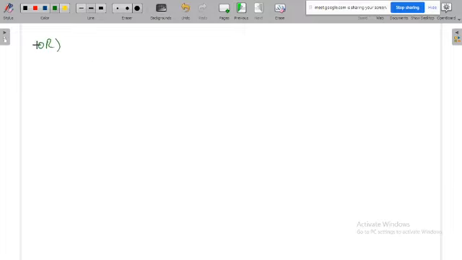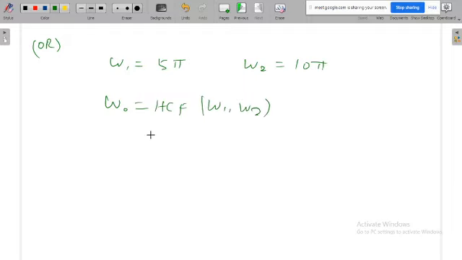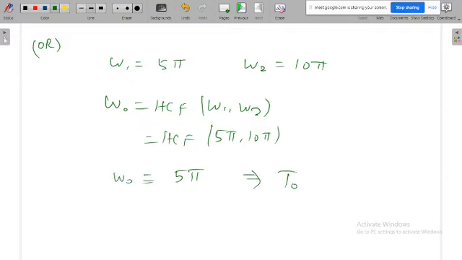Or in the other method, what is omega 1? Omega 1 is 5 pi, omega 2 is 10 pi, then omega naught is equal to HCF of omega 1 comma omega 2, HCF of 5 pi comma 10 pi. The HCF value is 5 pi, so omega naught is equal to 5 pi. Then what about T naught? T naught is equal to 2 pi by omega naught, that is 2 pi by 5 pi. So 2 by 5 second is the answer.